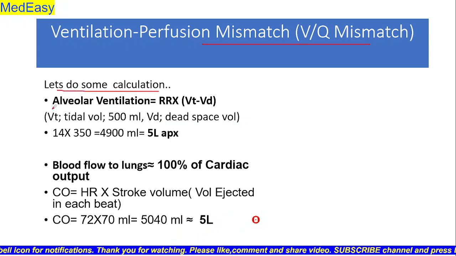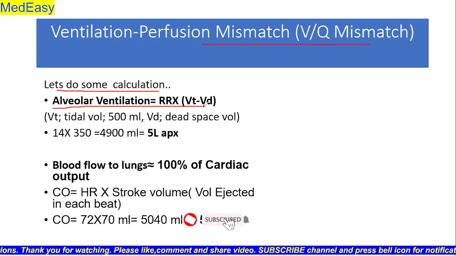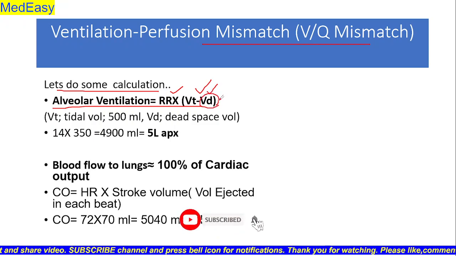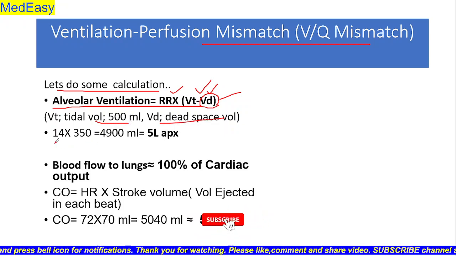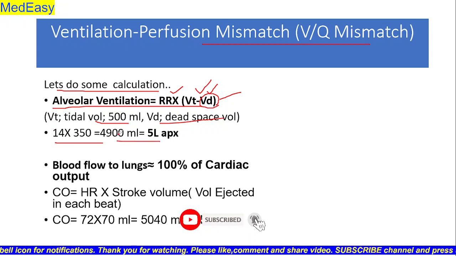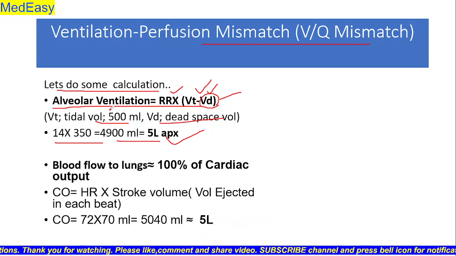That is, first is alveolar ventilation. Alveolar ventilation is the amount of air that is taking part in gas exchange per minute. So we calculate respiratory rate multiplied by tidal volume minus dead space volume, because this amount of air is not available for gas exchange. We know that tidal volume is 500 ml and dead space volume is 150 ml. If we calculate, it will come to around 4900 ml, or approximately 5 liters. So, this is the alveolar ventilation per minute.